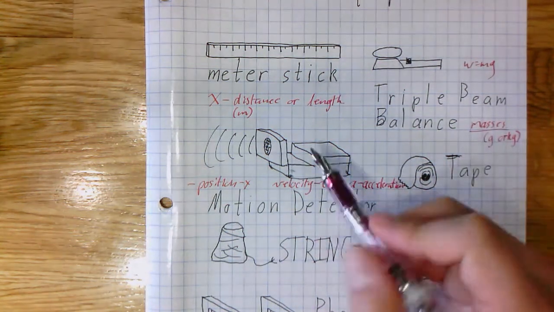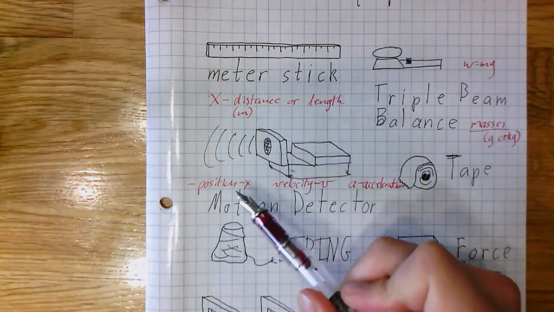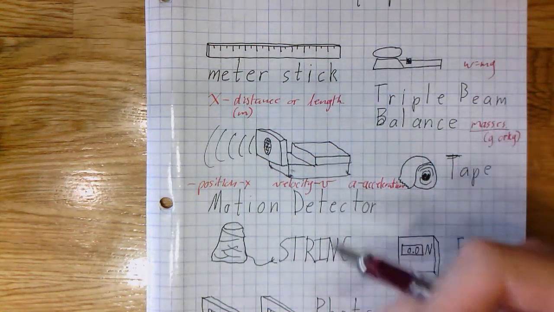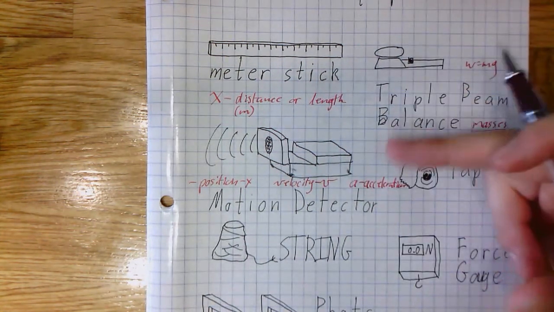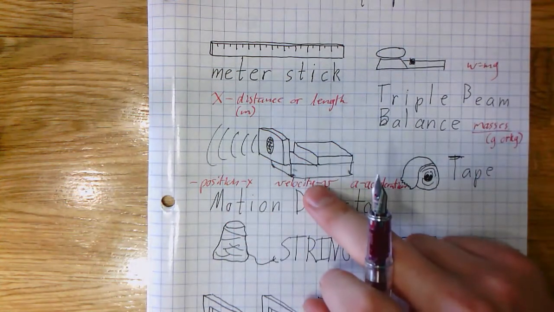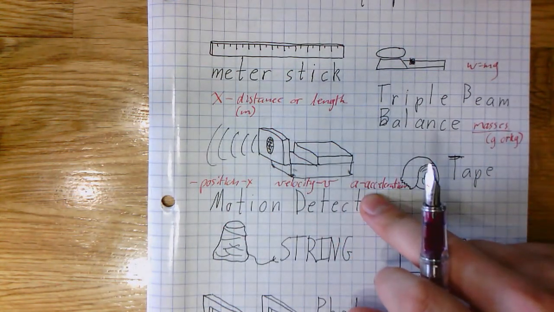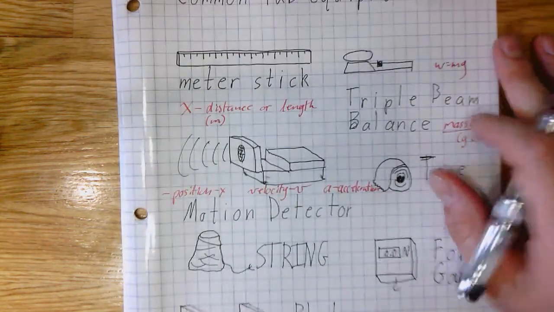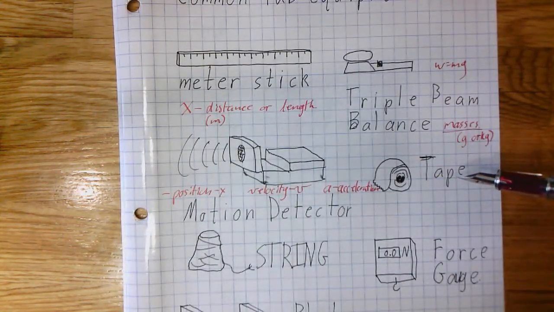Okay, so this motion detector can tell you the three super important kinematic variables. It'll also give you times, right? It'll give you a position versus time graph, a velocity versus time graph, probably an acceleration versus time graph. Okay, you can assume you have tape at your disposal.